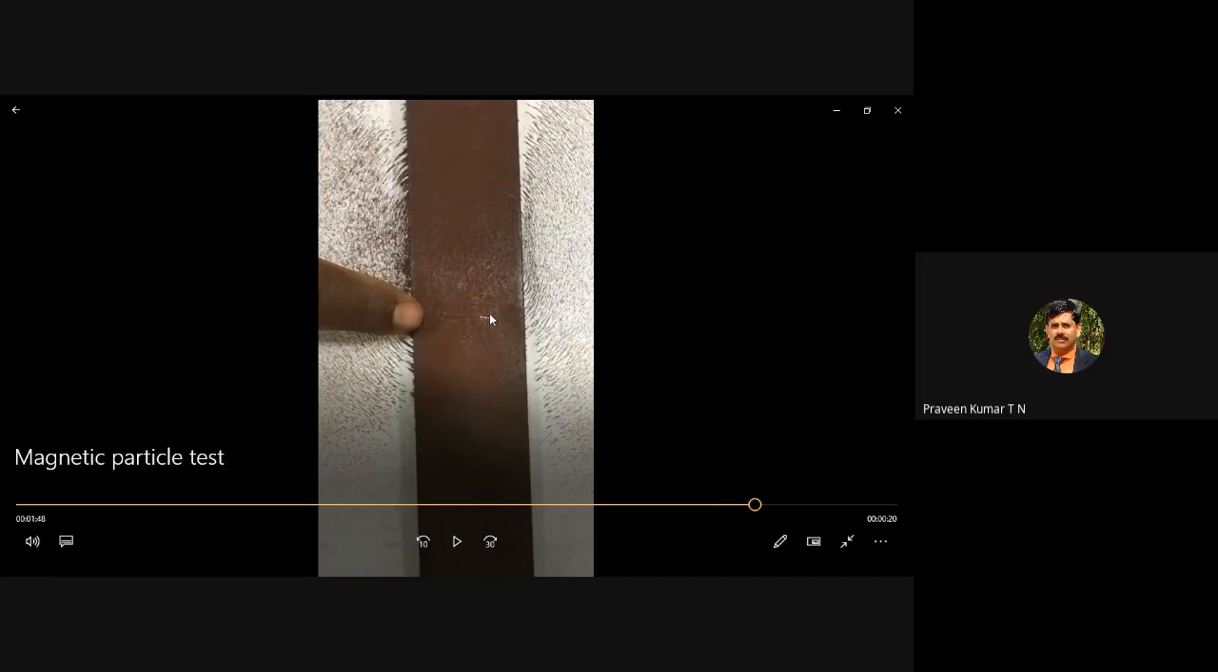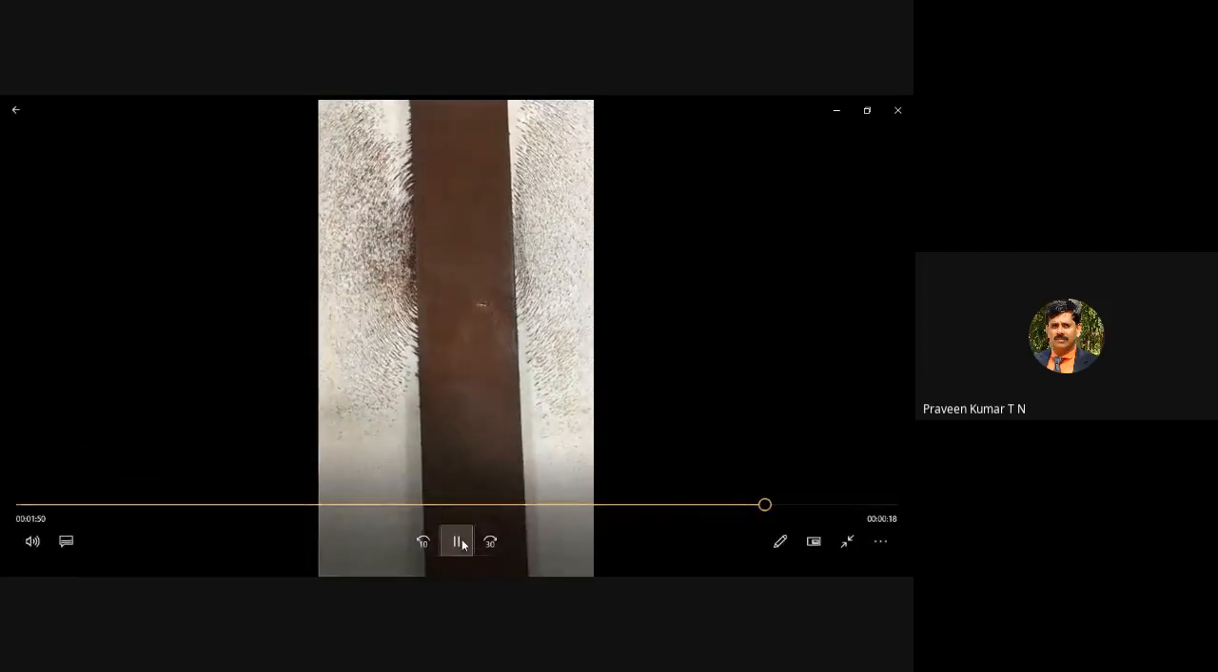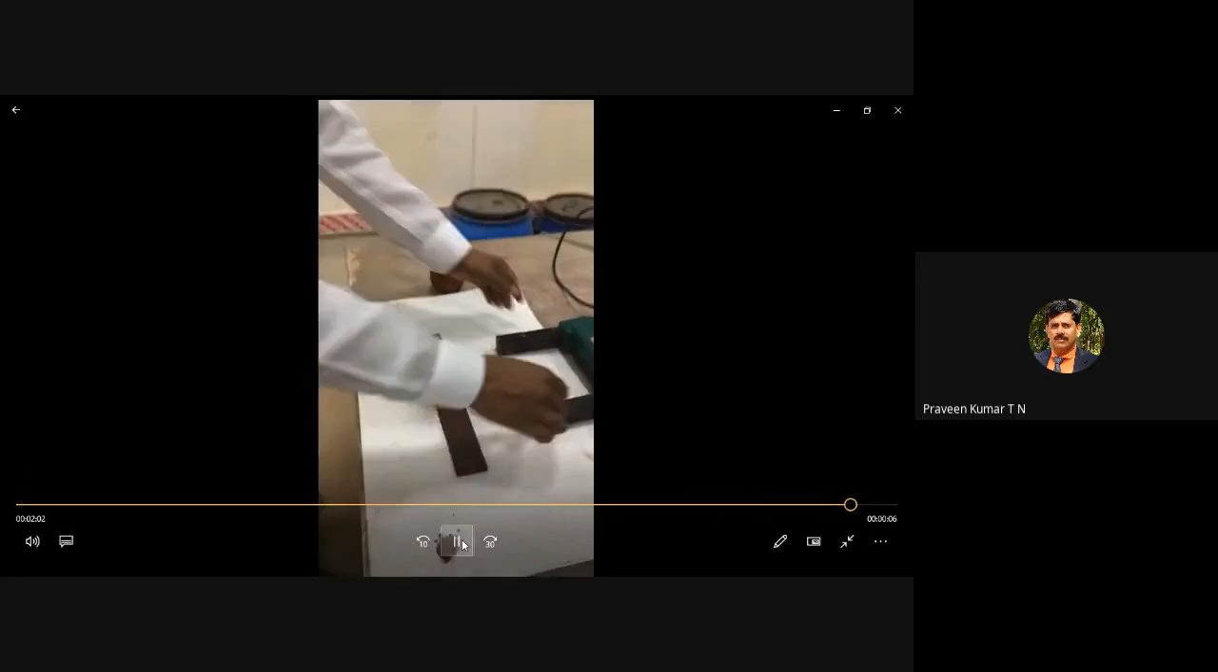Only you can say that there is a crack in this area of the specimen. You cannot get the size of the crack or the depth of the crack. That's the main principle used in magnetic particle testing. Sometimes 2 or 3 holes will come, sometimes 1 will come. Check where the cracks are, this position is there. This is the magnetic particle test.